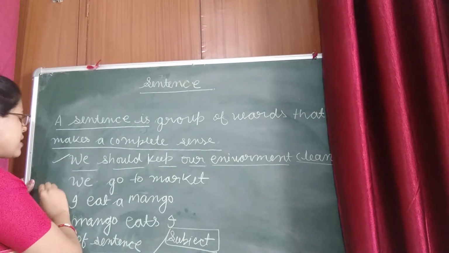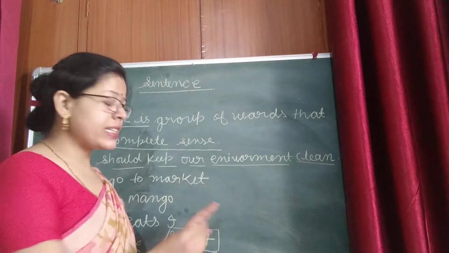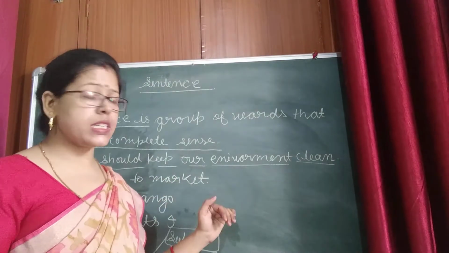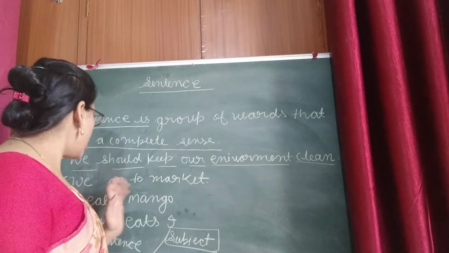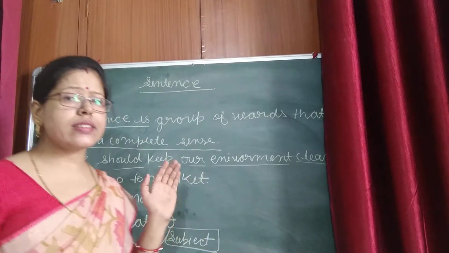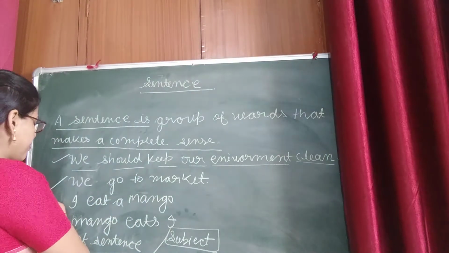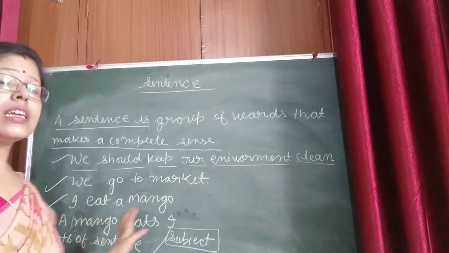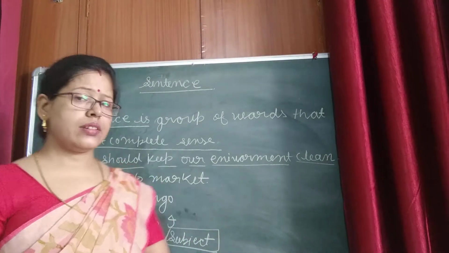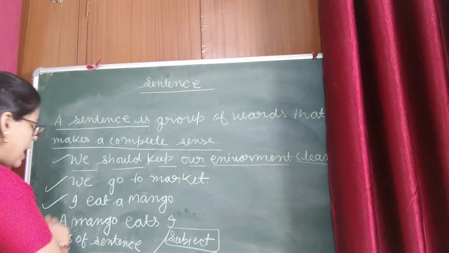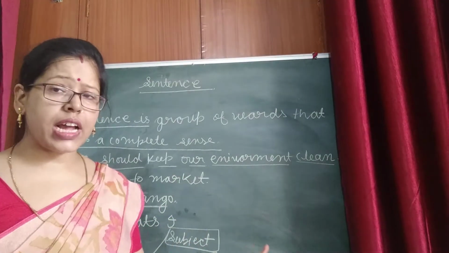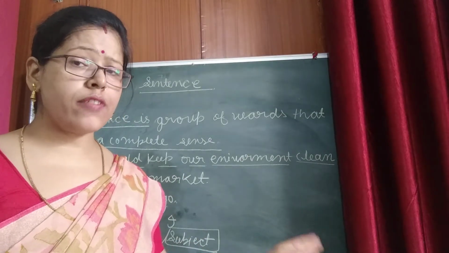Now see another sentence. We go to market. Here you can also get the complete meaning. Where do we go? We go to market, and that is why it is also an example of a sentence. The third one is I ate a mango. Here it has also one meaning. I ate a mango. It has also a meaning, and that is why it is also an example of a sentence.